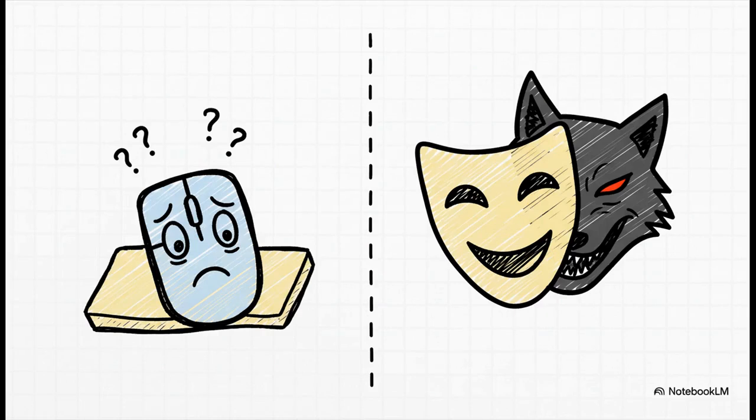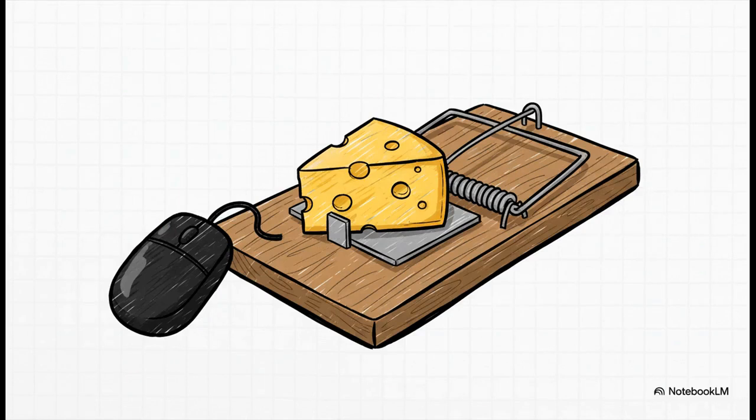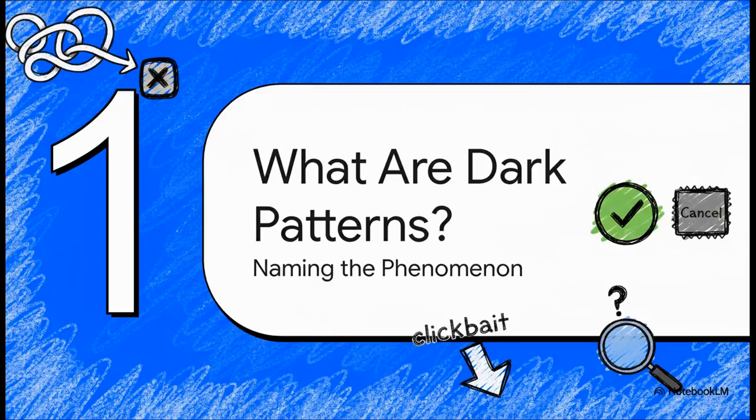Now, it's easy to just write that off as a clumsy interface or a simple mistake. But what if I told you that feeling of frustration is the entire point? That's right. It's not an accident. It's a deliberate strategy. It's a form of manipulation so subtle, so quiet that honestly, most of us don't even see it happening. So these sneaky techniques actually have a name: dark patterns.